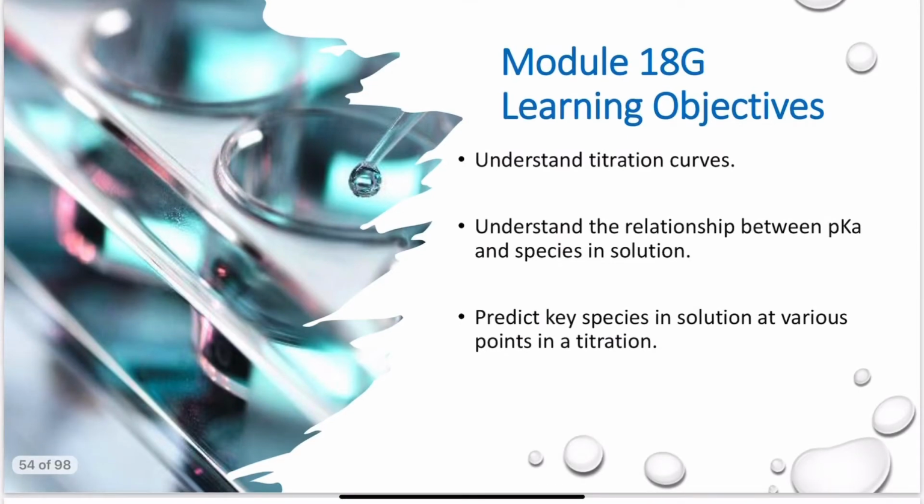So Module 18G, we're wrapping up our discussion about titration. A little bit more looking at titration curves, being able to predict what type of substance we are titrating based on the way the curve looks, understanding the relationship between the pKa and the species in solution, predicting key species in solution at various points in a titration, and just doing two last examples of pH calculations involving titration curves.